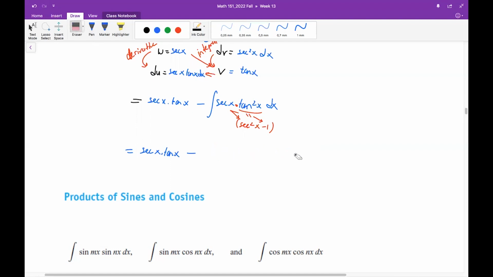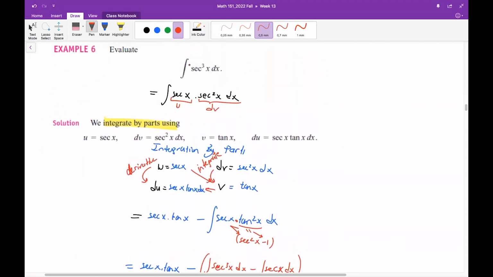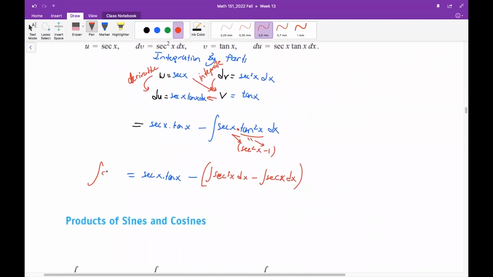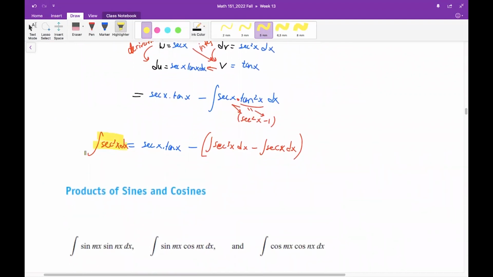Maybe I should use red color here to emphasize that I am doing this multiplication and writing the terms separately inside the integral. Secant x times secant square x is secant cube x dx, then minus this times this, which gives me secant x dx again. Okay, so we were dealing with this integral where we are trying to integrate secant cube x dx, remember? Secant cube x dx. And as you noticed, the problem appeared inside my solution again.